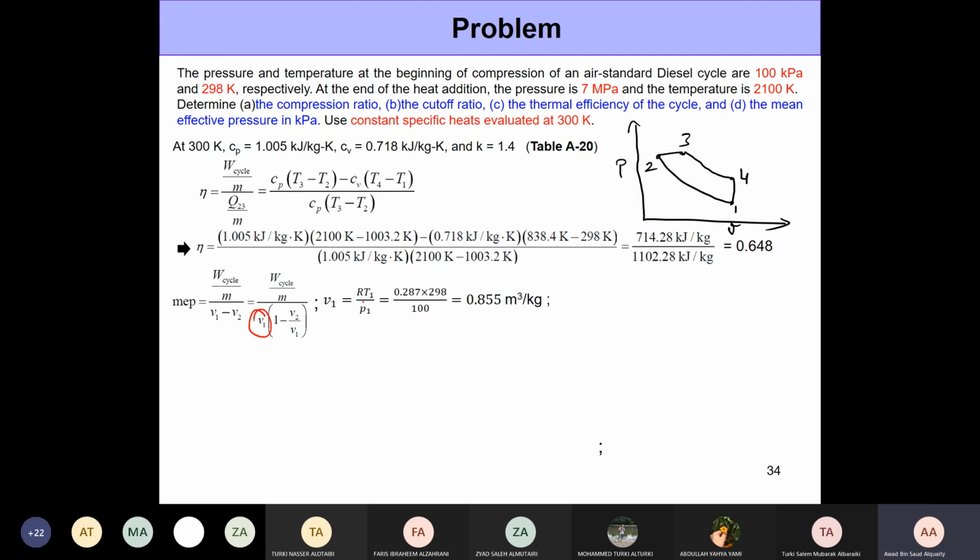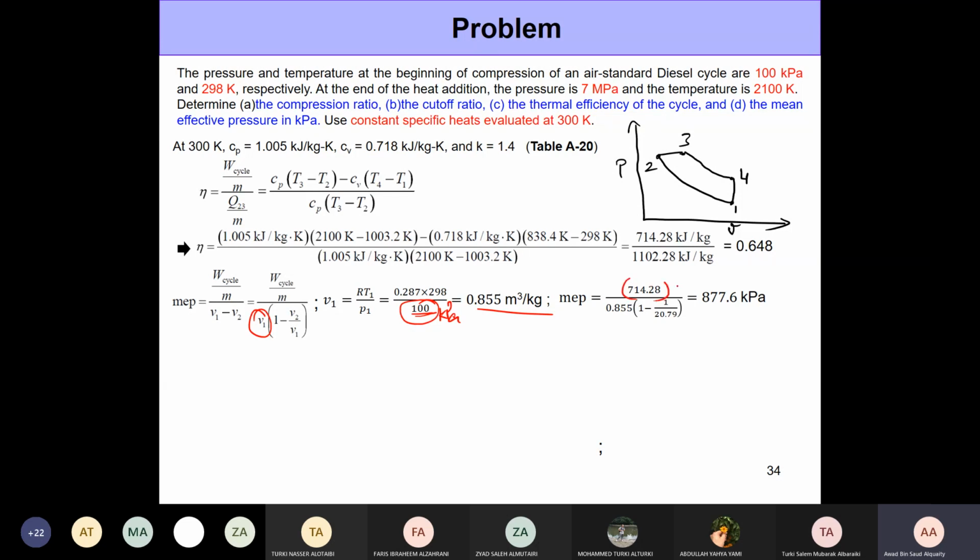Now for V1, it's simply from the ideal gas equation. It's RT1 by P1. You guys already know the value of R for air, or if you don't know, you know how to calculate it at least from the universal gas constant. Here the only key part is to make sure that you're using the pressure in kilopascal to be consistent. OK, so this is the value that we get for the specific volume. Next is just a matter of plugging in the numbers here.